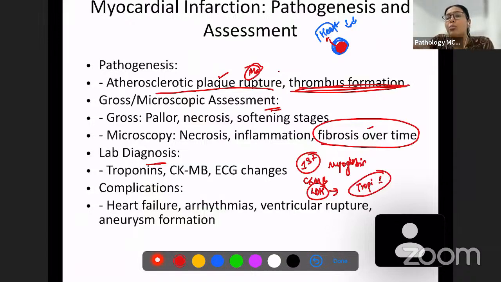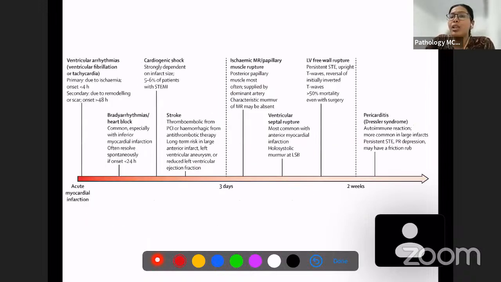So what are the complications? We're going to discuss complications in detail now. Complications can be split into early complications and late complications in myocardial infarction. The most common early complication is ventricular arrhythmias. Ventricular arrhythmias are the earliest complication. It can occur within less than 4 hours also.